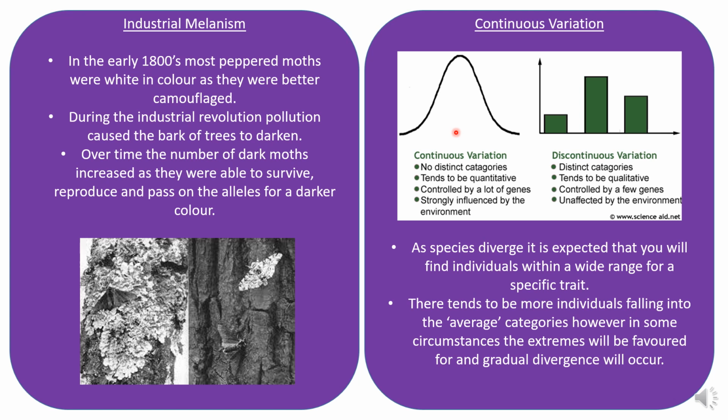And what this means is in a population where there is a large range, sometimes there may be environmental changes which then select for one of the extremes, so either the extreme at this end or the extreme at this end. And that's when evolution and divergence is able to take place, when the environment changes and these extremes are then favoured.